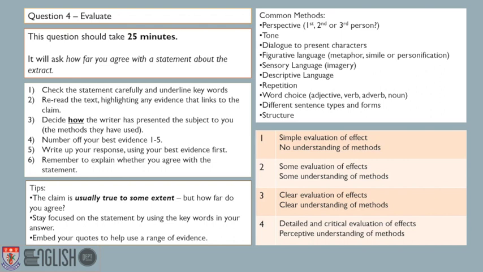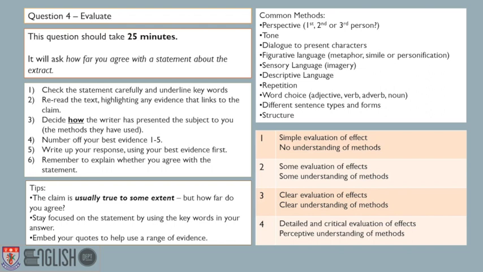What counts as a method? Method, of course, we know is what the writer is doing to get that across. It's the how. How does a writer establish this tone? Well, first of all, what perspective is the writer using in their writing? Because this is a method that can have different effects.